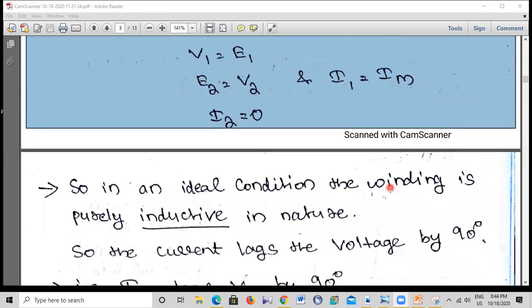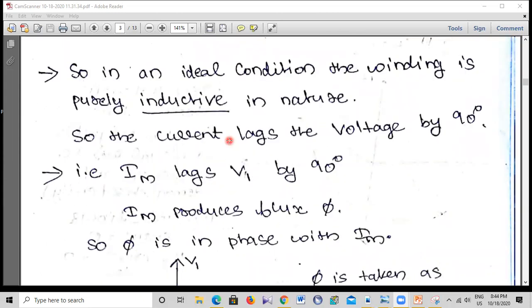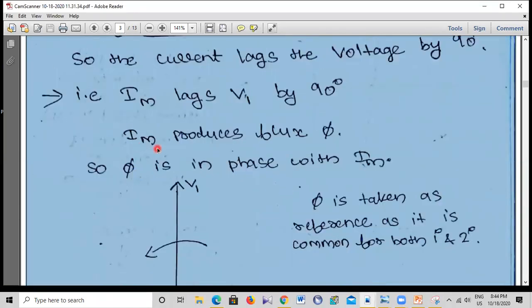So we can wind up: in an ideal condition, the winding is purely inductive in nature. We already know that it's inductive, but here it is purely inductive. Why? Because there are no losses, no leakage flux, nothing, and no winding resistance also. You know that for an inductor, the current lags the voltage. So if it is purely inductive, the current lags the voltage by 90 degrees. That is, Im, the magnetizing current, lags V1 by 90 degrees. Im produces flux phi, so phi is in phase with Im.